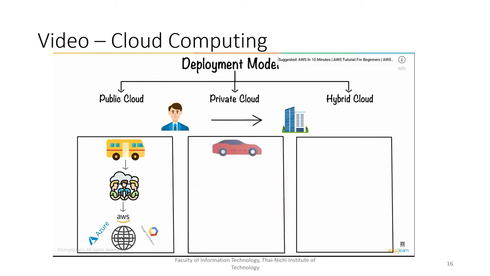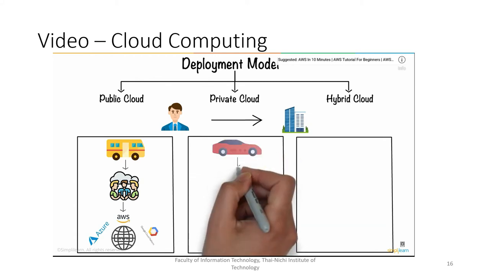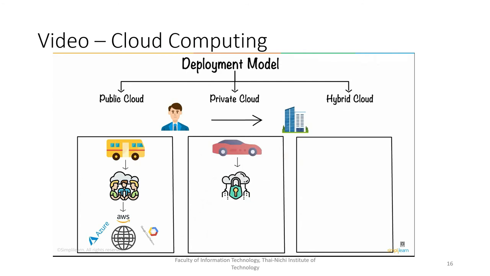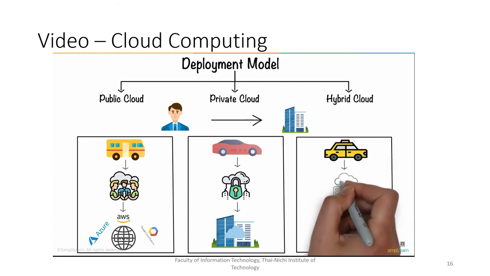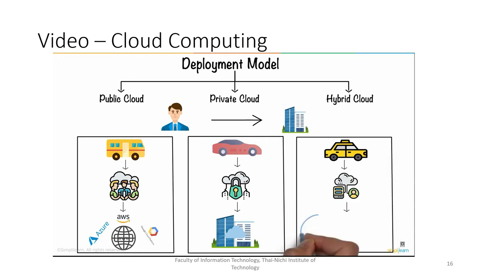Two, you have the option of using your own car. This represents the private cloud. With the private cloud, the cloud infrastructure is exclusively operated by a single organization. This can be managed by the organization or a third party. And finally, you have the option to hail a cab. This represents the hybrid cloud. A hybrid cloud is a combination of the functionalities of both public and private clouds.